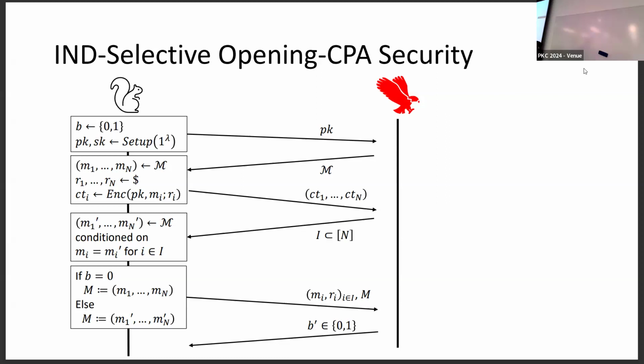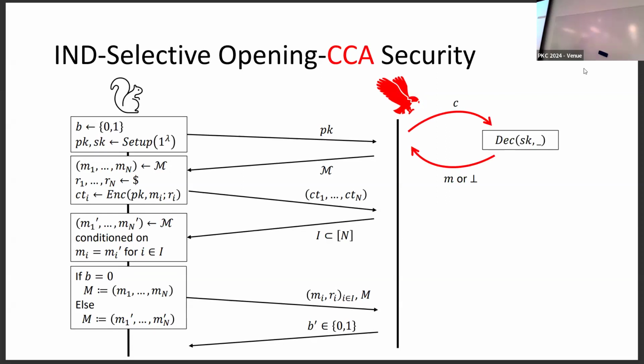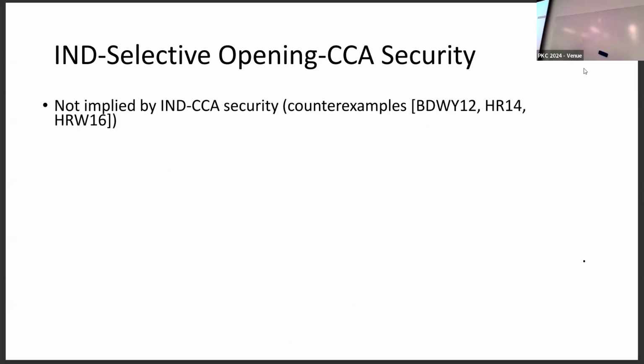Also, in the CCA case, the adversary gets the decryption oracle all the time. That's unsurprising. All right, and as Hans mentioned, this is not entirely CCA security; there are complex examples, artificial examples, of course.